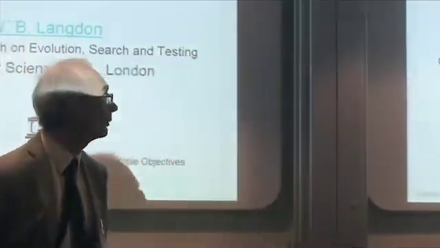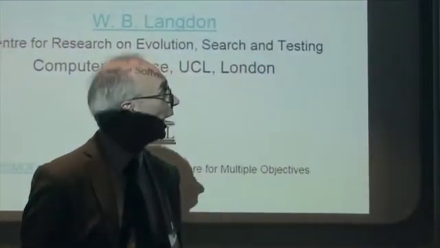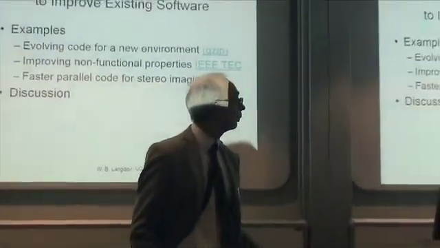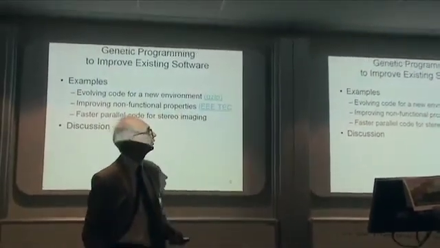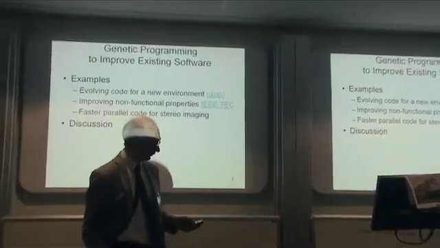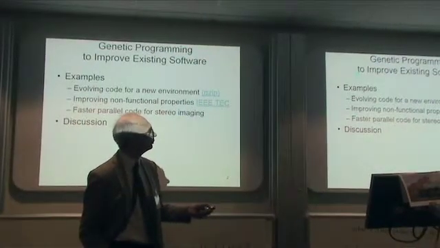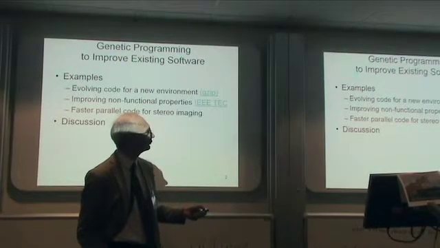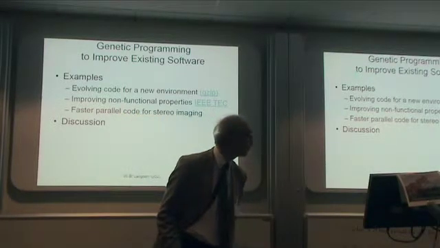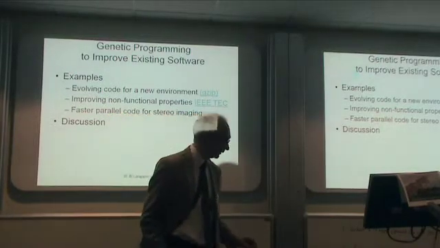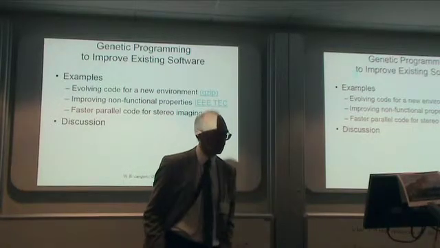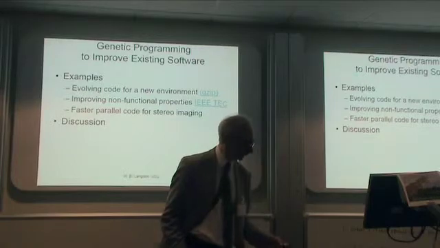So I'm W.B. Langdon. I'm here at the CREST group in UCL, and what I'm really going to be talking about is using GP to improve programs. The first paper I talked about is the work on GZIP, which mostly I'm going to skip over, and I'm going to concentrate on the second of our three examples, which has been accepted by the IEEE Transactions on EC, but is yet to appear. I'll concentrate on that, and then hopefully there will be time for discussion at the end.